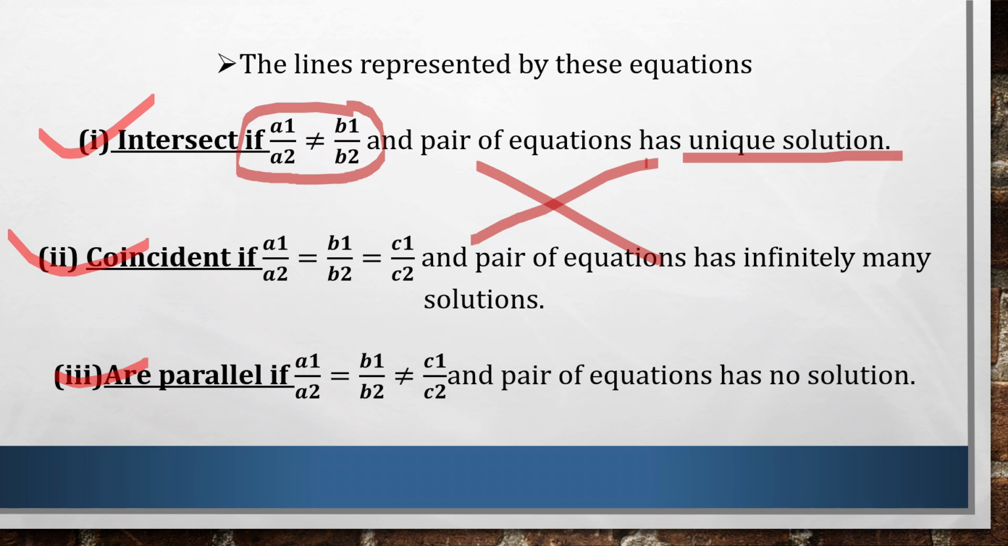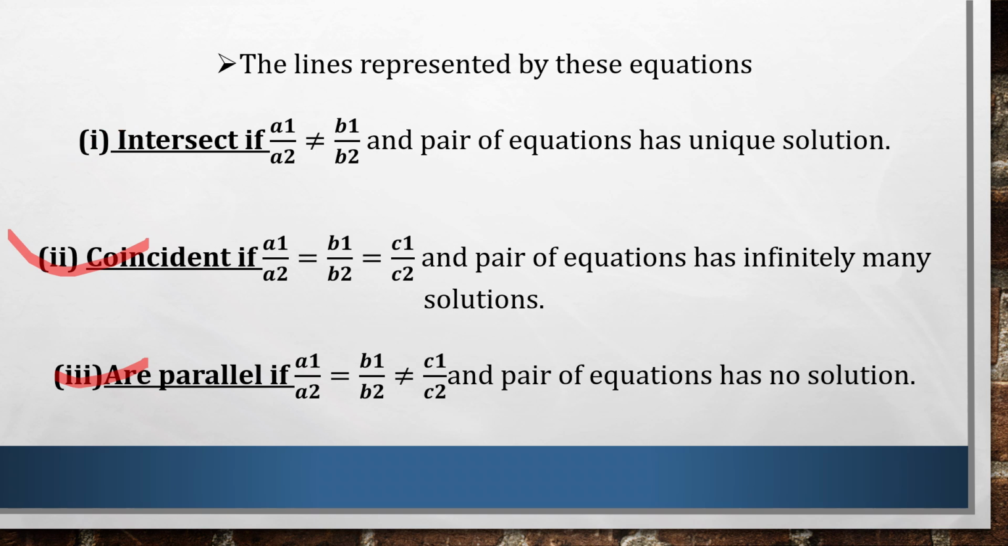The second condition: the lines coincide if a1 by a2 is equal to b1 by b2 is equal to c1 by c2. Then the pair of equations has infinitely many solutions. Third condition, if the two lines are parallel. If the lines intersect, then it has a unique solution. If they coincide, then there are infinitely many solutions. If they are parallel, then a1 by a2 is equal to b1 by b2 is not equal to c1 by c2. In that condition we have no solution.